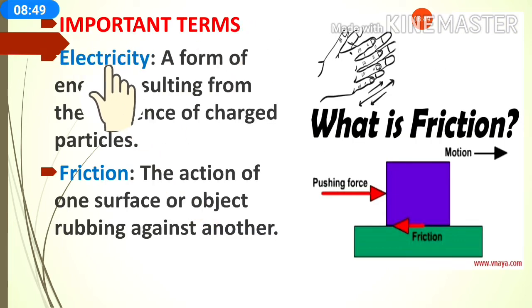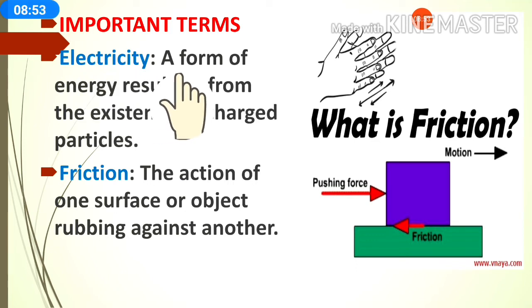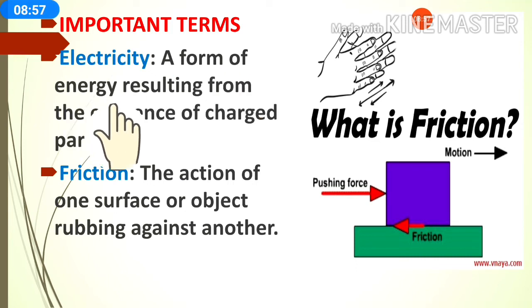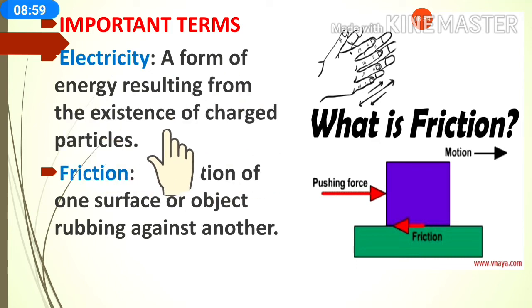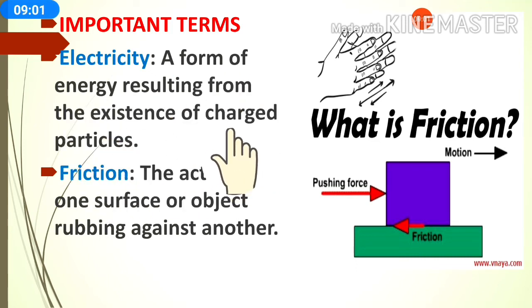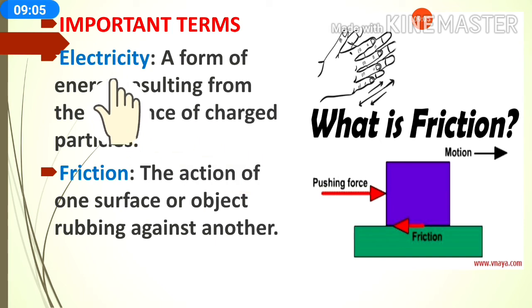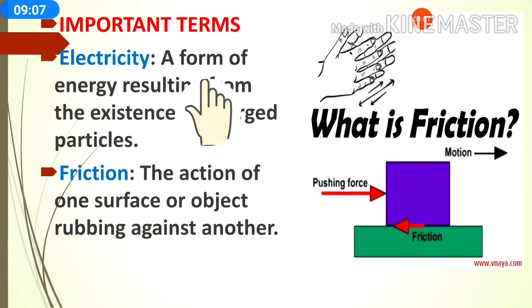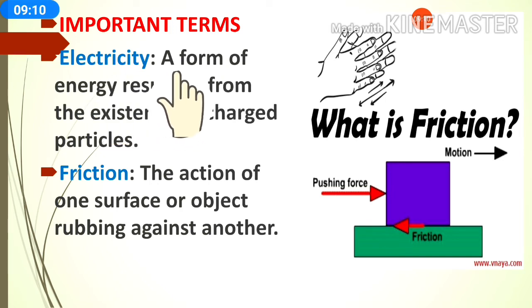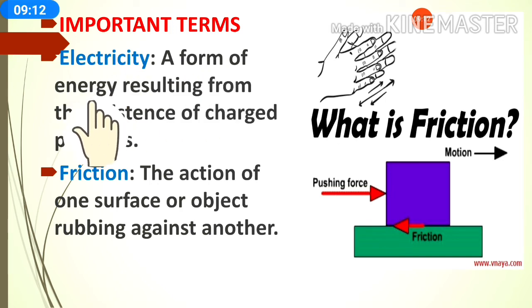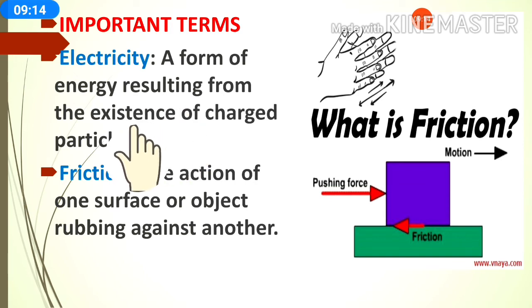Important terms are given. Electricity. What is electricity? In the chapter of heat, electricity means a form of energy resulting from the existence of charged particles. Heat is also a form of energy, and electricity is also a form of energy, as heat is a form of energy. So electricity is a form of energy, and it comes from the existence of charged particles.